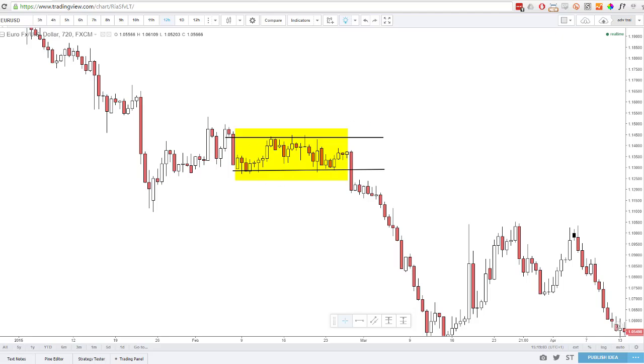Now, during this range, there was a lot of indecision. Look at this candle here. What does this candle tell us? Tells us sellers tried to push down, couldn't maintain that short move, that down move.